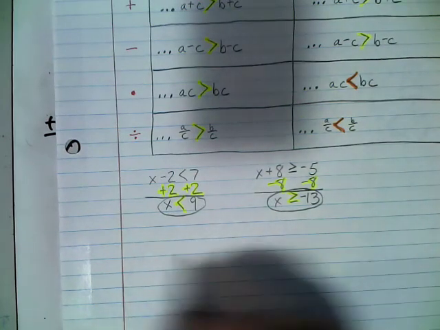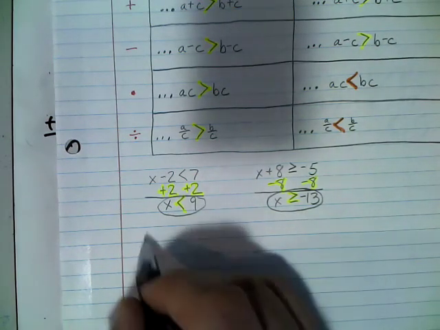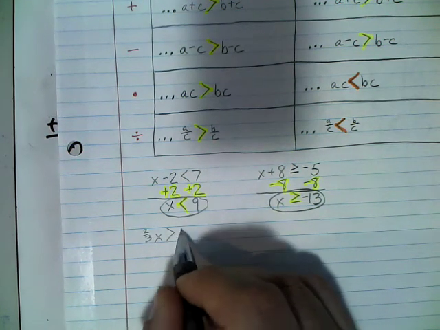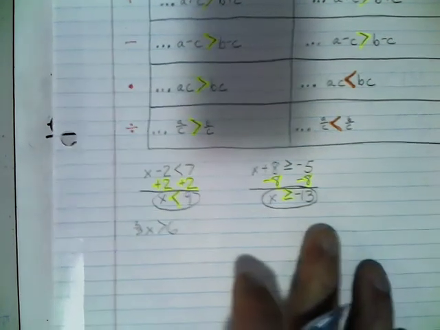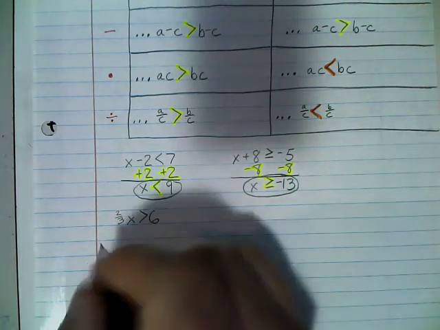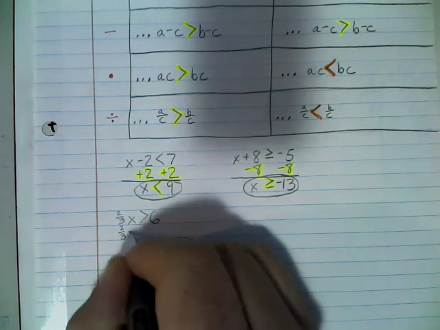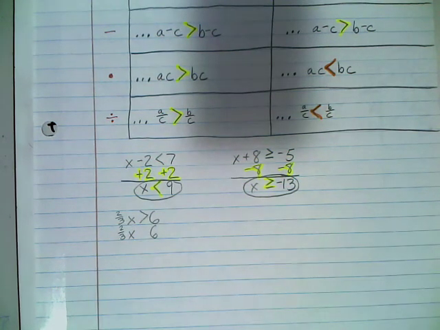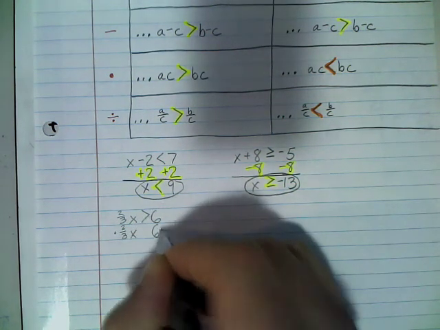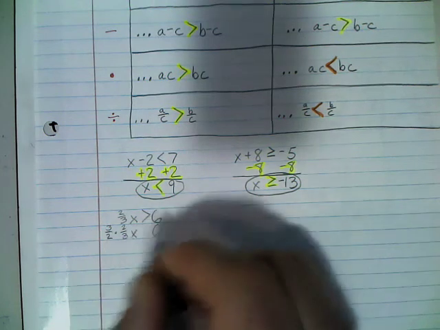All right, moving on. So we're going to do 2/3 x is greater than 6. So ladies and gentlemen, remember that in order to cancel out a fraction that we're multiplying by, we do not divide by fractions, we multiply both sides by the reciprocal. So I'm going to copy down my problem, and I'm going to multiply both sides by the reciprocal of 2/3. So I'm going to multiply both sides by 3/2.